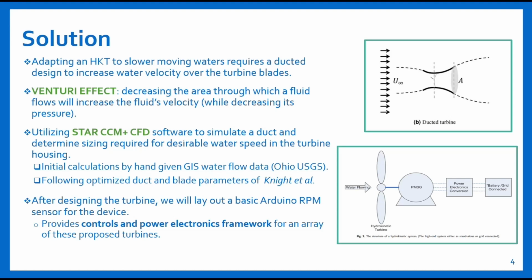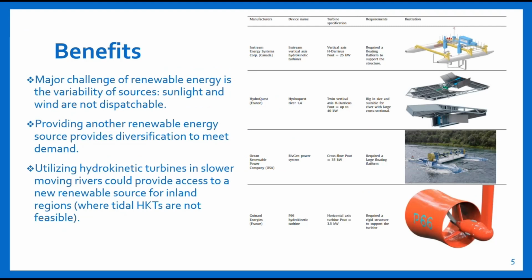So we're going to be using a hydrokinetic turbine for slower moving waters, and that requires a duct design to increase water velocity over the turbine blades. We're going to be using the Venturi effect, and we're also utilizing the STAR CCM and CFD software to simulate a duct and determine the sizing required for the desired water speed in the turbine housing. After designing the turbine, we will lay out a basic Arduino RPM sensor for the device.